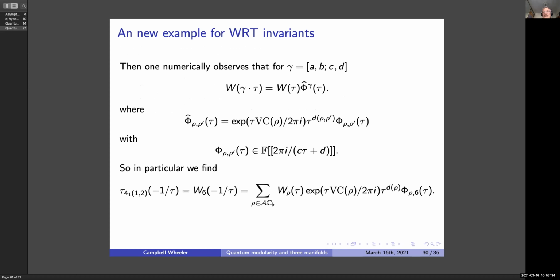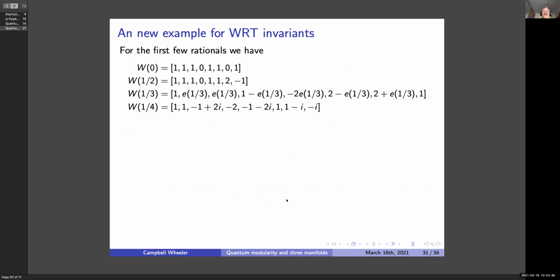Let's just look at this function evaluated at the first few rationals. If we evaluate it at 0, so this is the function evaluated at any integer, we have this vector here.